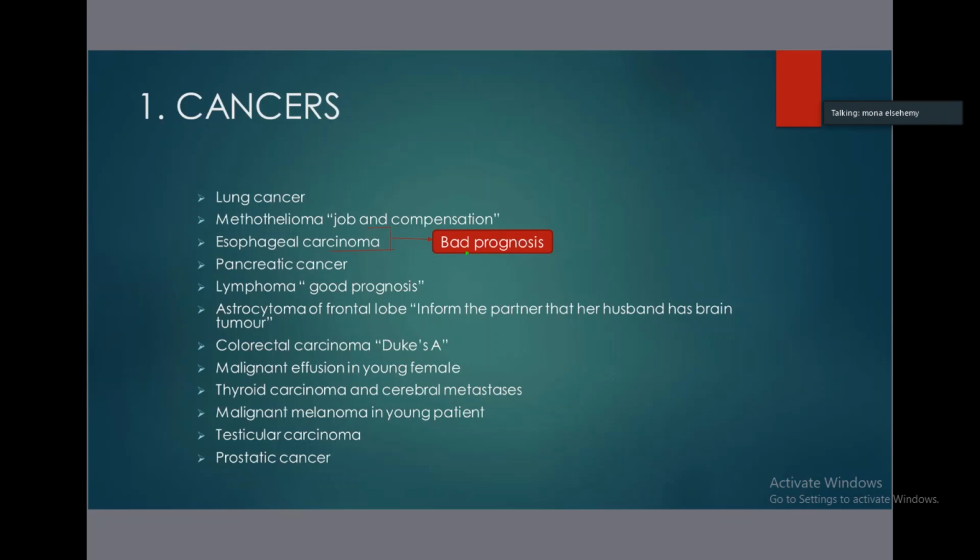The important thing in breaking bad news is to keep the structure of the scenario, give the golden silence after the warning shot, and give the information in simple, small pieces of information. Check the patient's understanding and put a proper plan of management. Then close the interview.